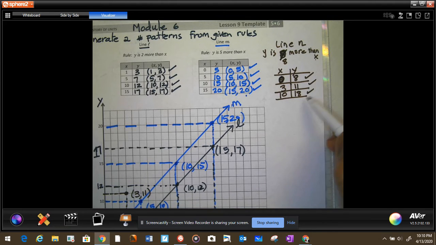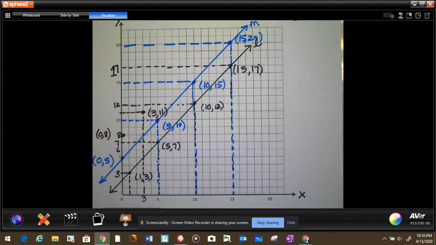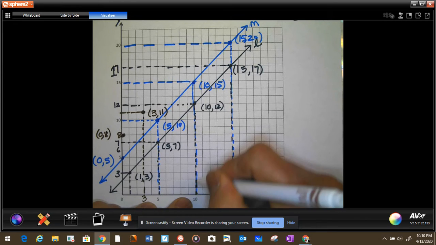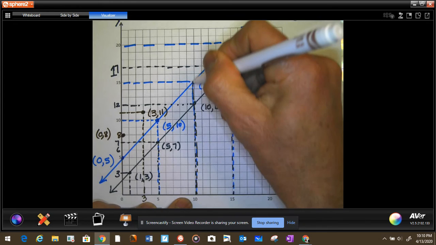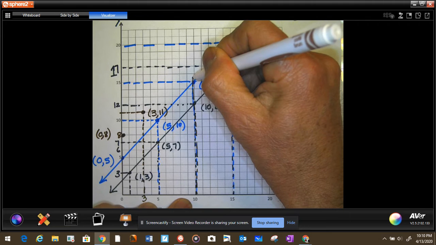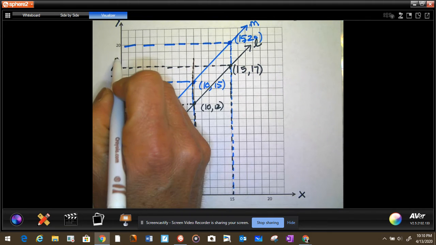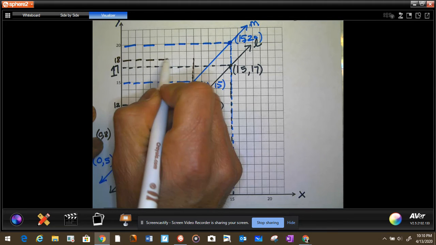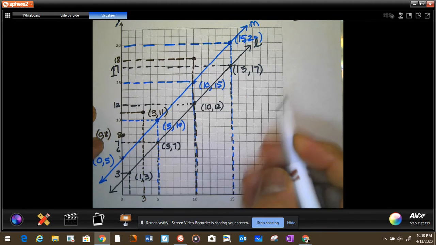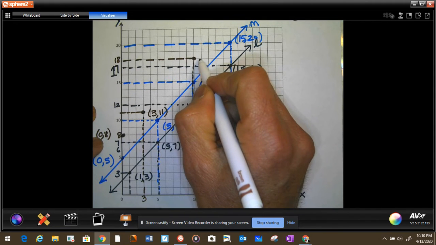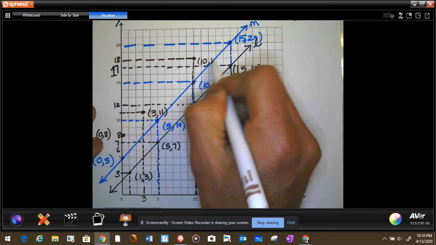And now our last point will be 10 and 18. So x is 10. So here's x. We're going to run to 10. And then we're going to move up to, what is the number? 18, I believe. Yes. So 18 is right here. So that's where y and x meet. And the name of this point is 10, 18, the coordinate pair.